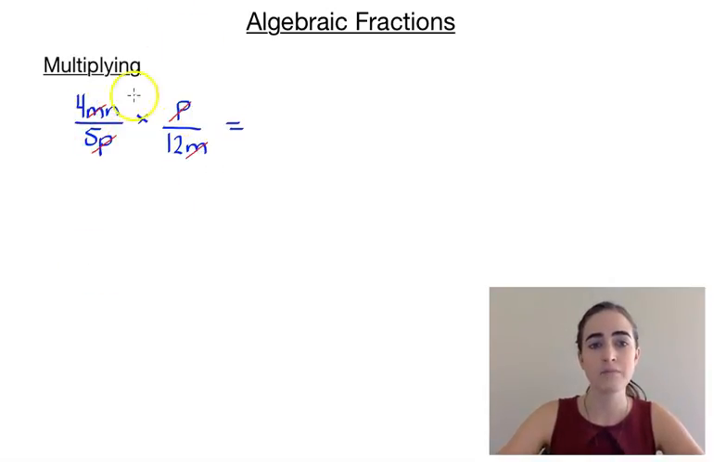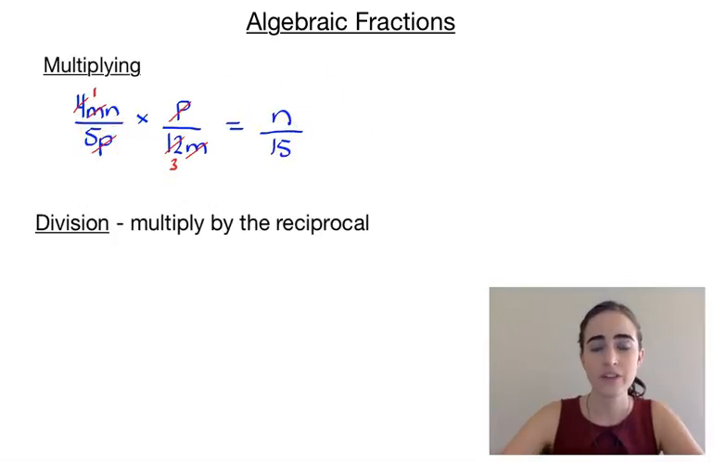Then if we have a look at the numbers, we've got a 4 in the numerator and a 12 in the denominator. We can divide them both by 4. So 4 divided by 4 would give us 1, and 12 divided by 4 would give us 3. So now that there's nothing left to simplify, we can actually go through and multiply. So up the top, we've just got a 1n left, so just n in the numerator. And down the bottom, we've got a 5 times 3, so we'll have 15.